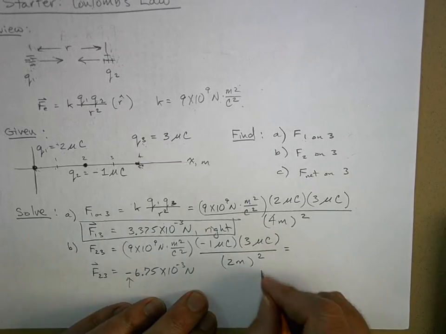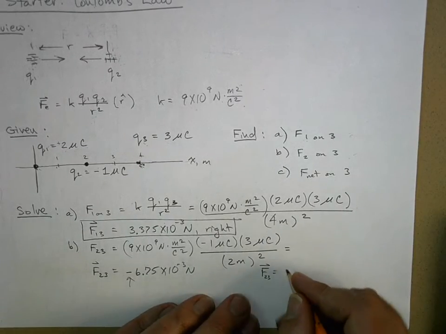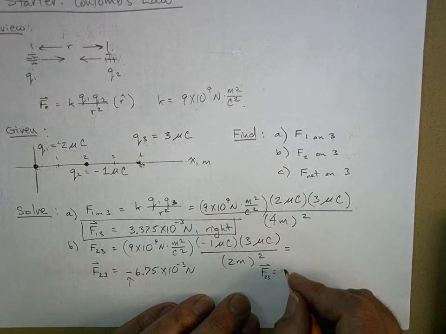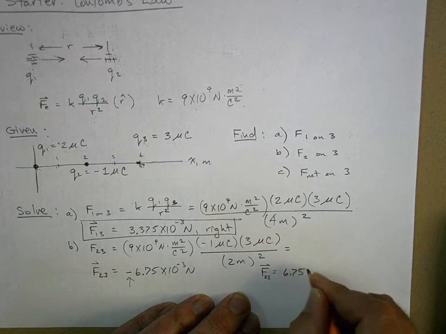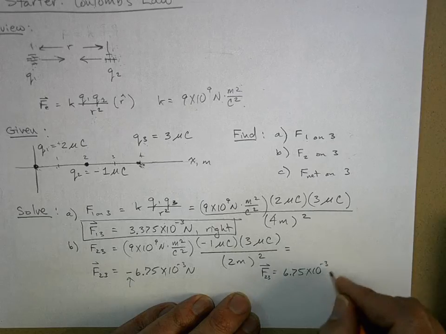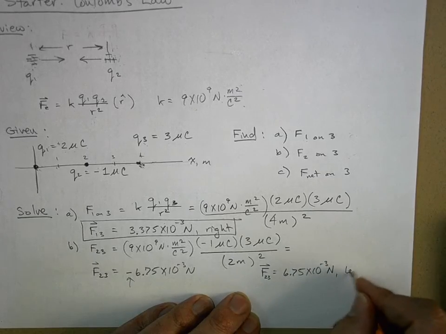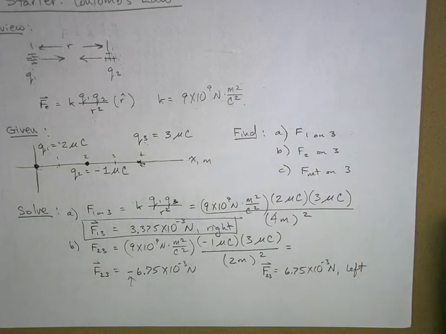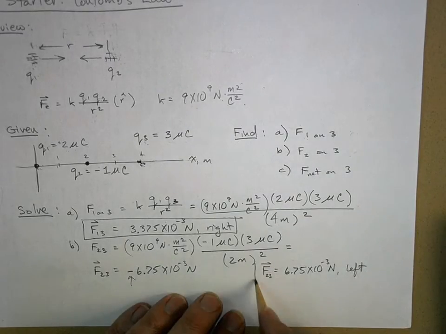Instead of calling it negative, the force of 2 on 3, I'm going to say that it's 6.75 times 10 to the negative 3 newtons to the left. Now you can put a negative in there if you know that positive means to the right, negative means to the left. I would accept that as an answer too.